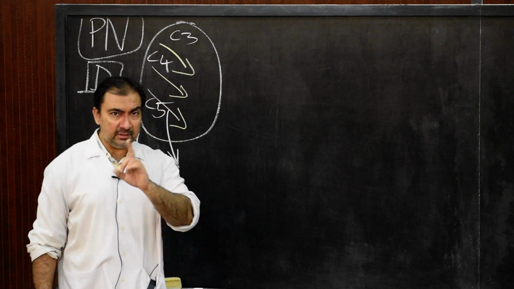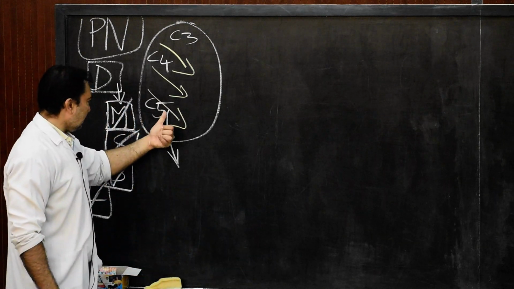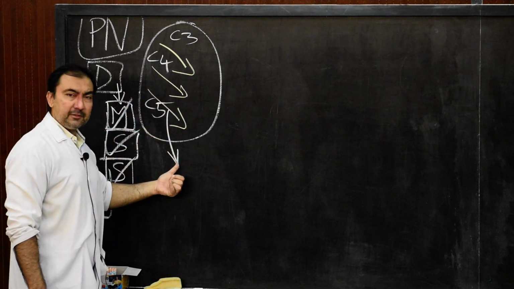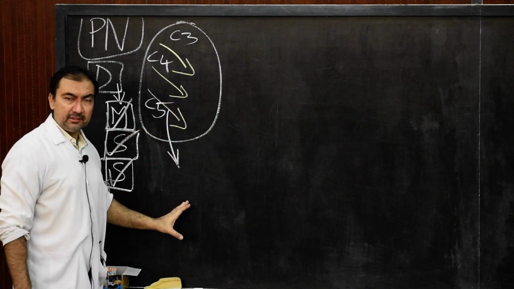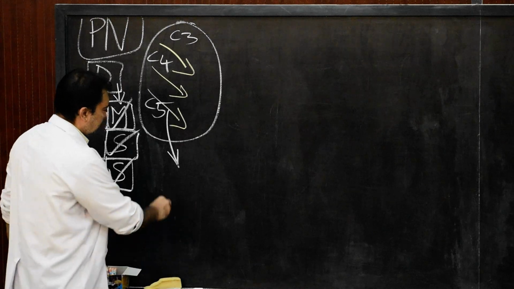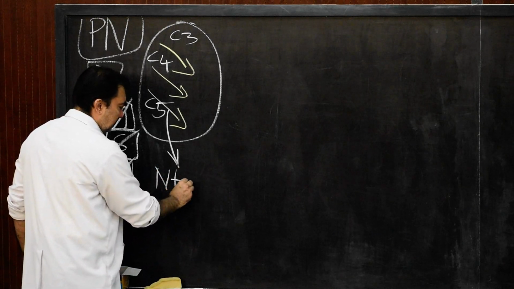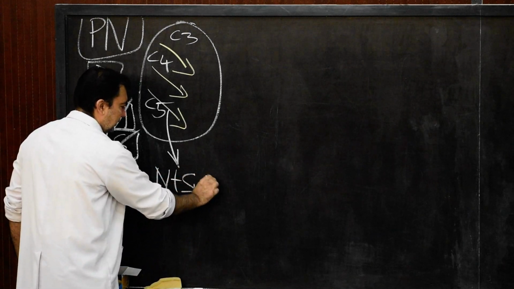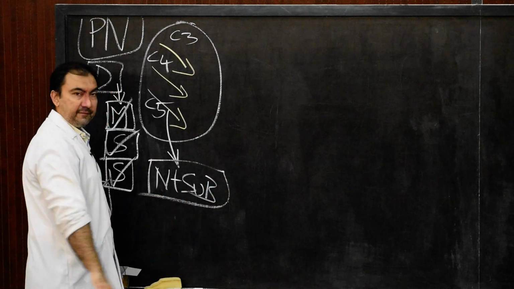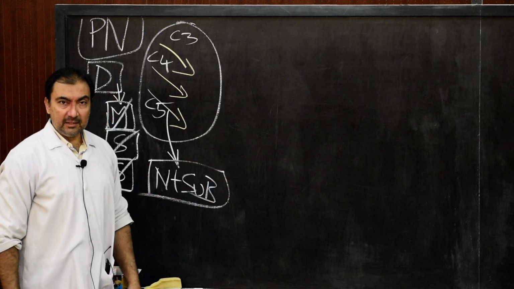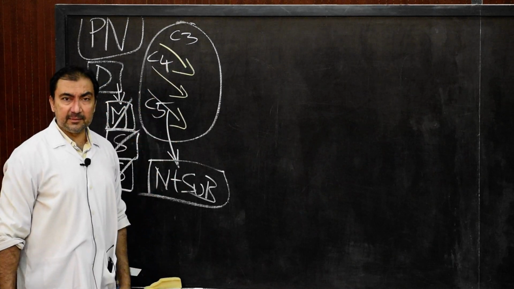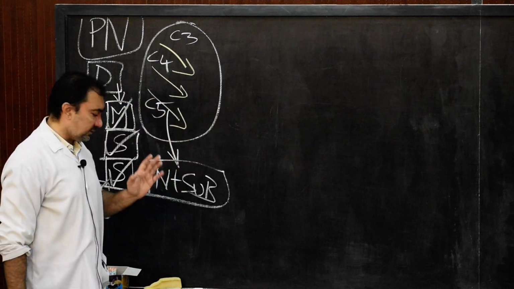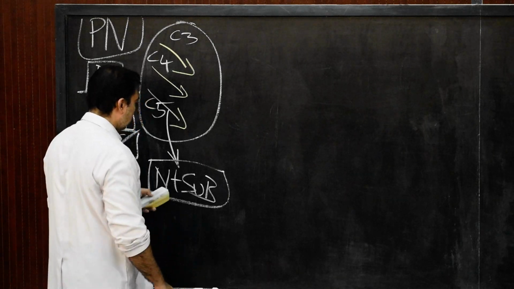So in those cases where there is a different rootlet of C5, the accessory phrenic nerve will join with the main trunk of the phrenic nerve via the nerve to subclavius. This is very important. So this is how the phrenic nerve is formed: ventral rami of C3, C4, C5. These are the basic rootlets.